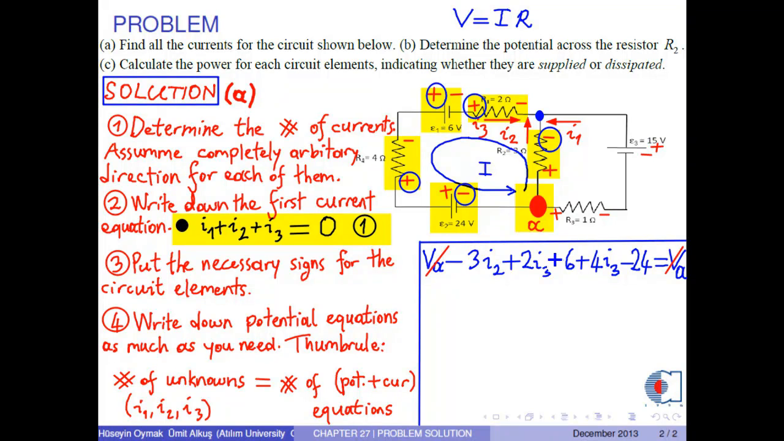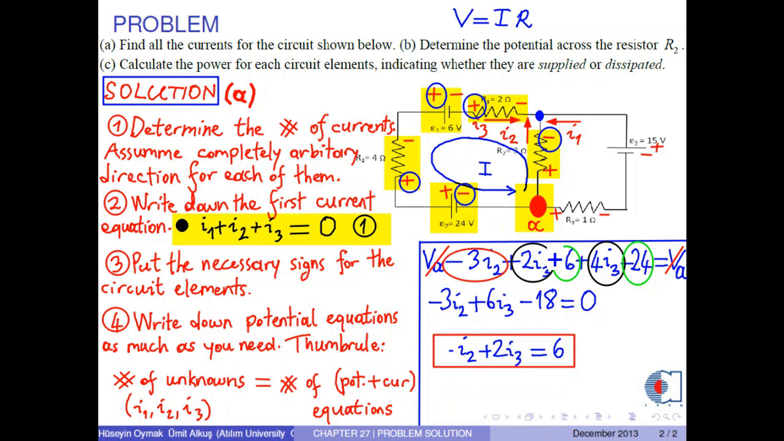On the left hand side, we have negative 3I2 plus 6I3 minus 18, which is equal to 0. And if we divide both sides by 3 and rearrange the equation, we obtain negative I2 plus 2I3 equals 6. And we call this equation 2.